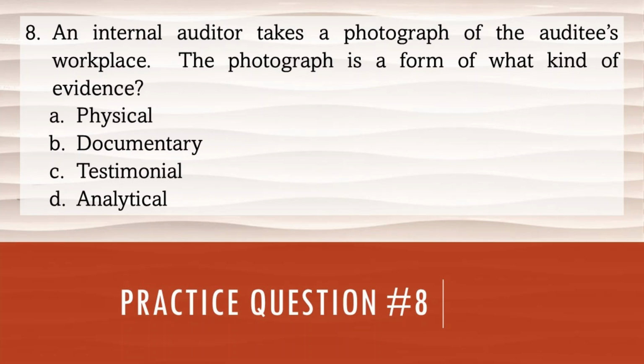Let's go to the final question. Number 8. An internal auditor takes a photograph of the auditee's workplace. The photograph is a form of what kind of evidence? A, physical, B, documentary, C, testimonial, or D, analytical. So if we take a photograph of an inventory count being performed, or we take a photograph of a new asset that was recently purchased by a company, that photograph is a form of physical evidence because we are physically observing that asset or observing that inventory count process being performed.